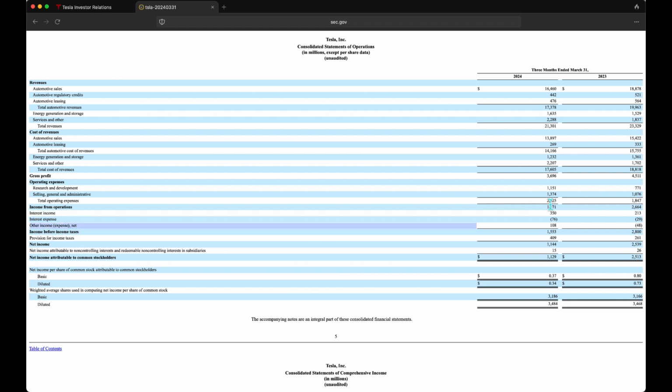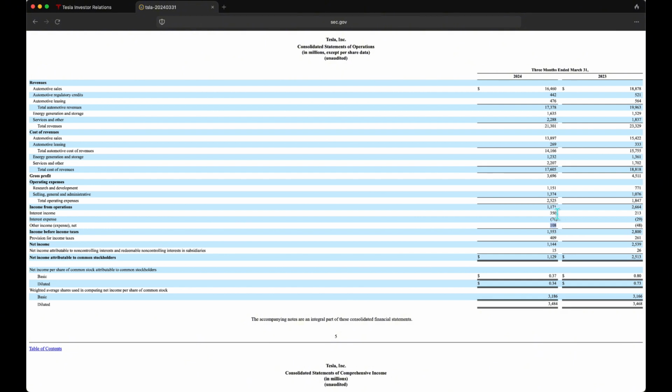So here, the income from operations was $1,171 million. So the interest income is 350. We add that. Then the interest expense, we subtract that. Since it's in parentheses, that means that it's a negative value. So we subtract that. And lastly, the other income expense net was 108. It's not in parentheses, so it's a positive value.